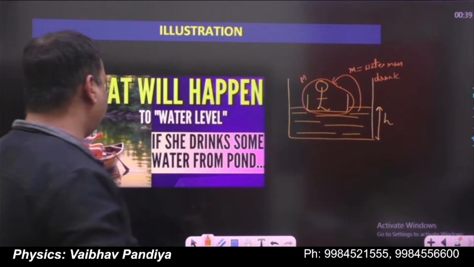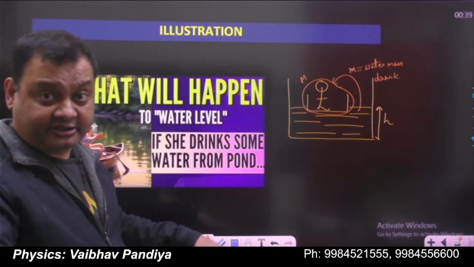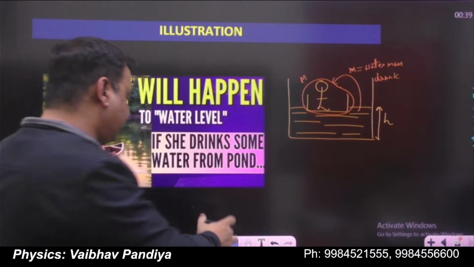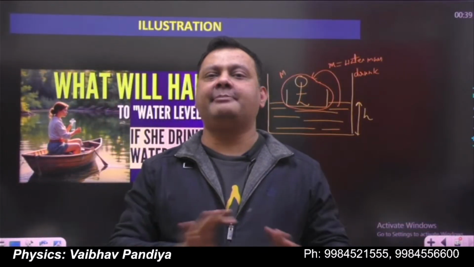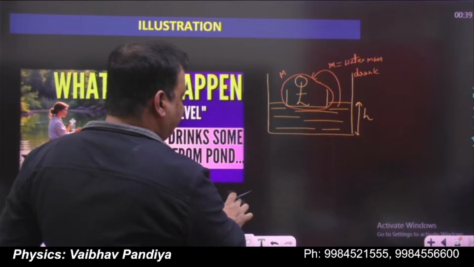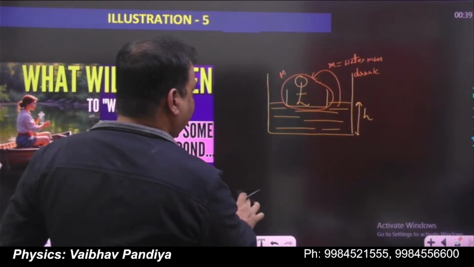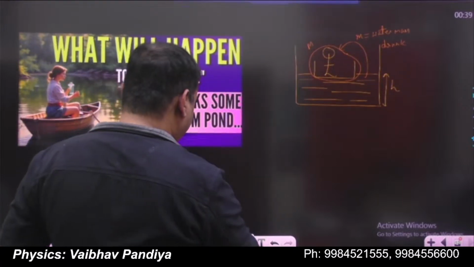We have to decide what will happen to the water level in the pond, whether it will decrease, whether it will increase, or whether it will remain the same. Now you have to apply the simple analysis, the same analysis, nothing new, no rocket science. Okay, if you know the fundamental clearly, you can very easily tell what will be the effect on the level of the water.